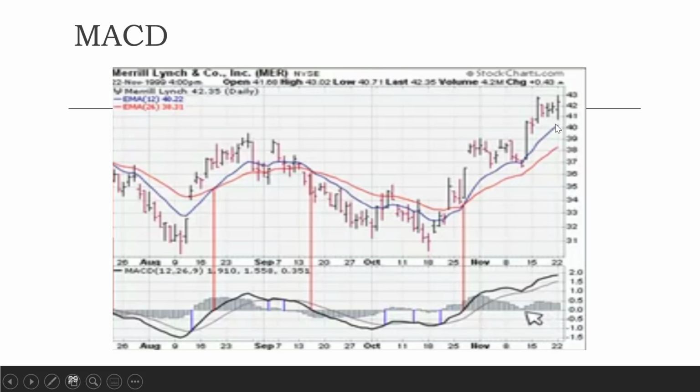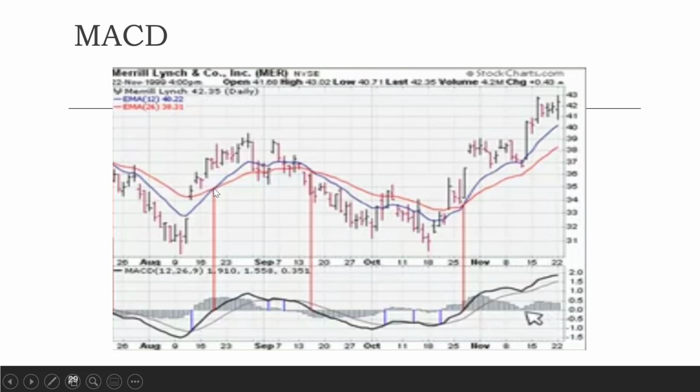The difference between these two, 40 and 38, is 2. Here also, if you see, the difference is 2. At this point, the difference between the two lines is 0, so MACD is passing through 0. Here also it is 0, and here also it is 0. So wherever the crossovers are happening, it is indicated by 0.